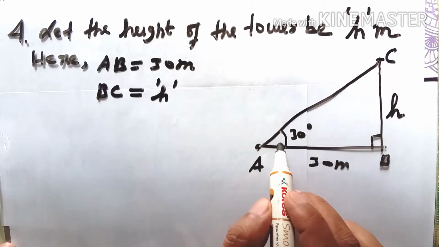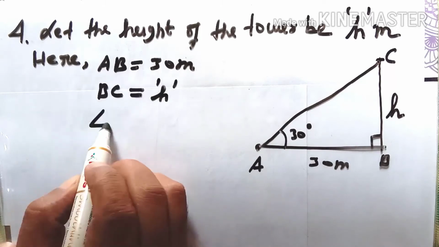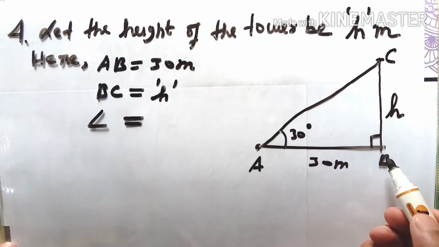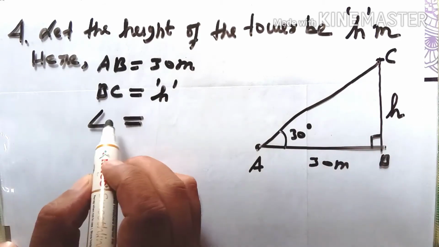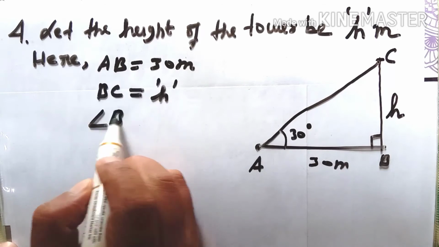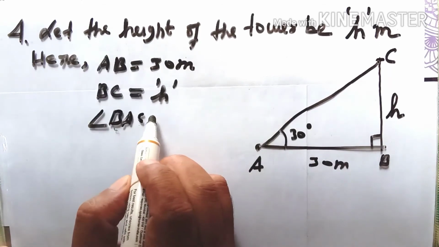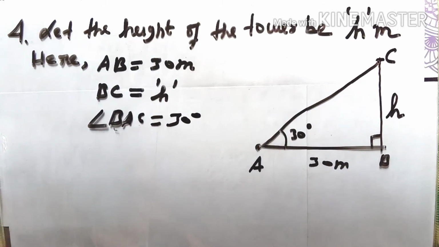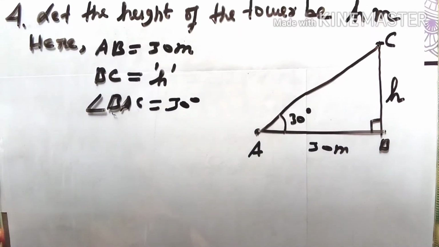And after that the angle, which we take here as angle BAC, which equals 30 degrees. So this will be the given information. With this information we need to find the height of the tower.